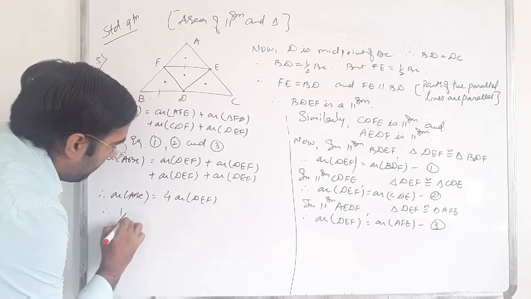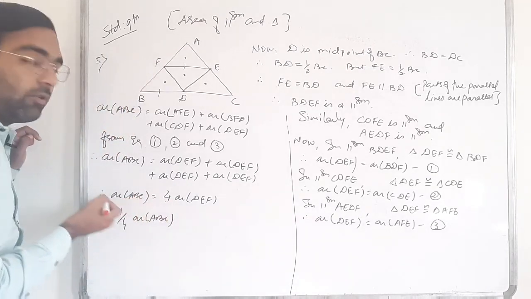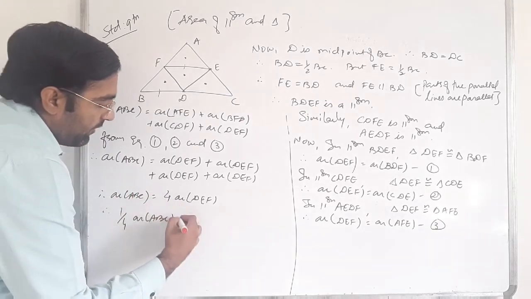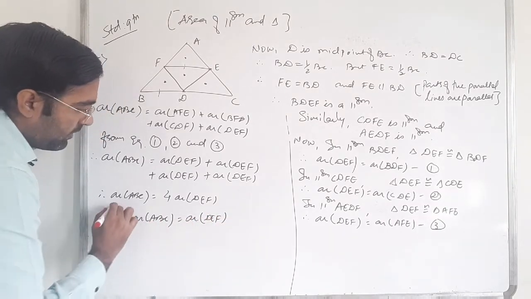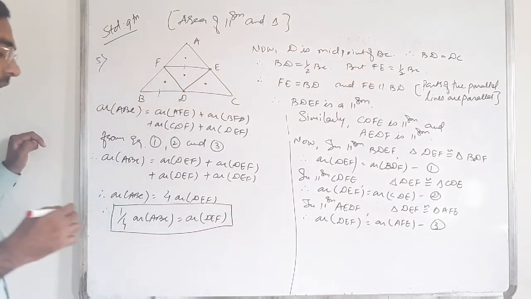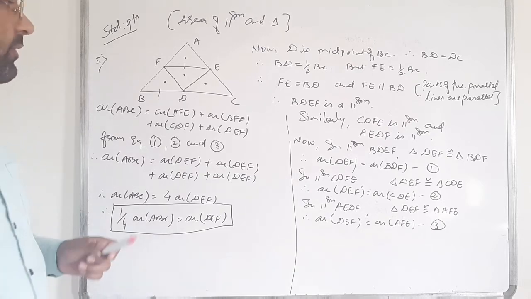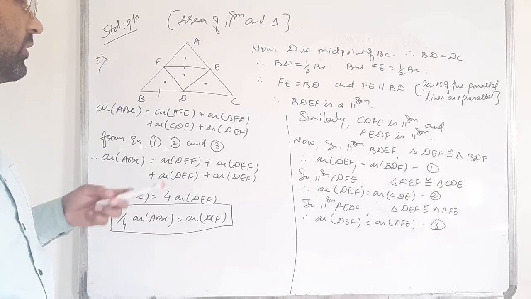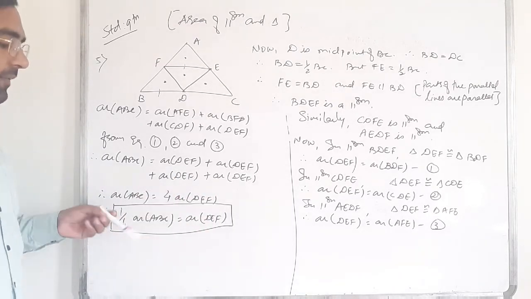Therefore, when I take 4 to the other side, 1/4 of area of ABC is equal to area of DEF. Clear? Here our second thing is proved. Now my third thing is the area of BDEF. Area of parallelogram BDEF is equal to half of the area of ABC. That we will see after this equation.